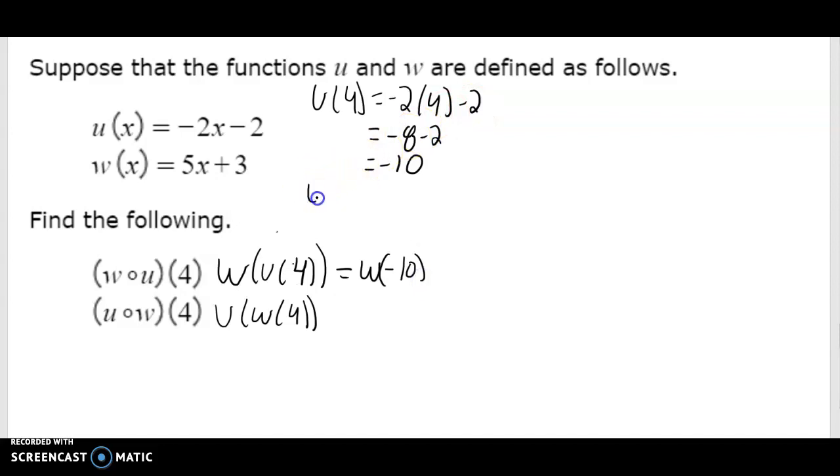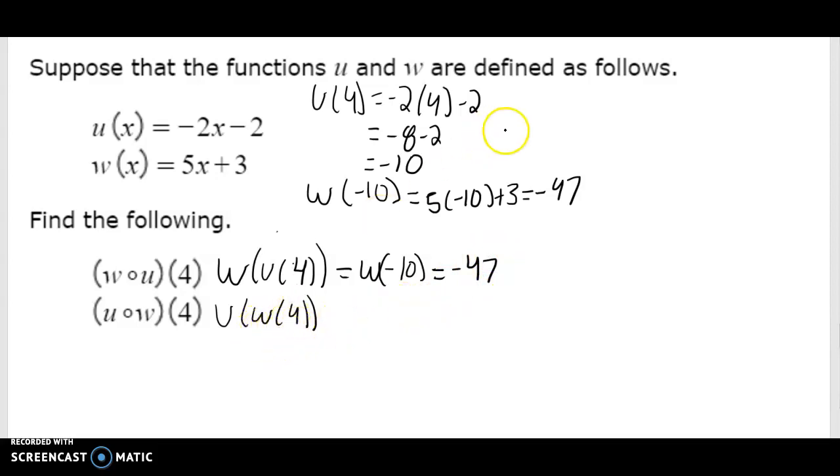So now I'm going to find W of -10. And everywhere I see an x, I'm going to put a -10. And that will get me to -47.